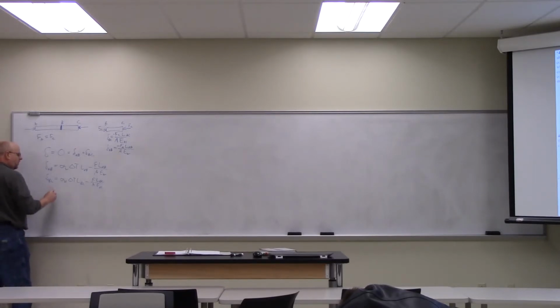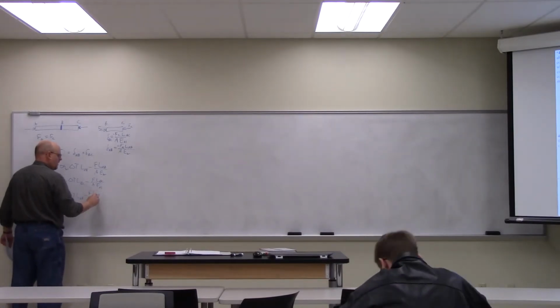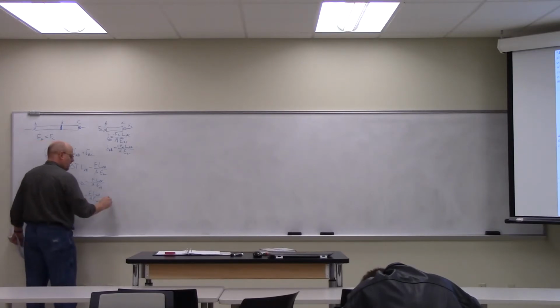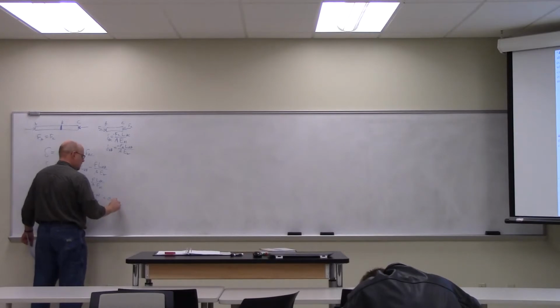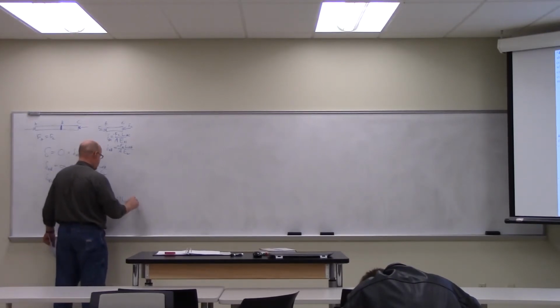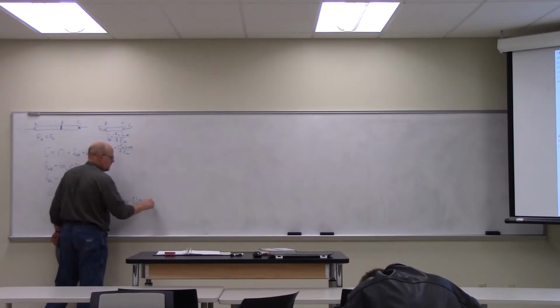So then my total displacement is going to be equal to alpha of brass delta T times length AB minus F times length AB over A times E of brass, plus the other piece, alpha of aluminum delta T times length BC minus F times length BC over A E of aluminum. And that whole thing is equal to 0.